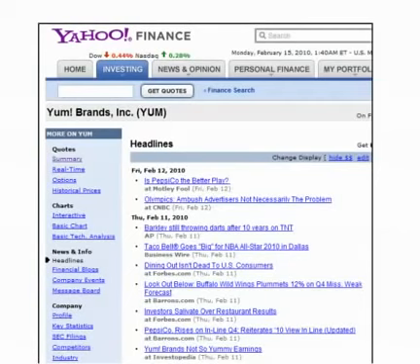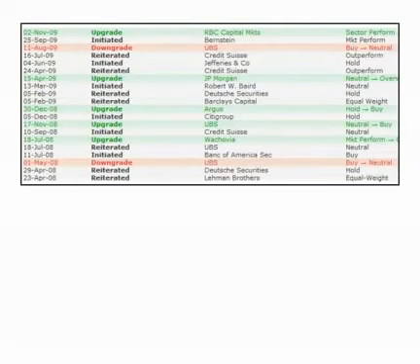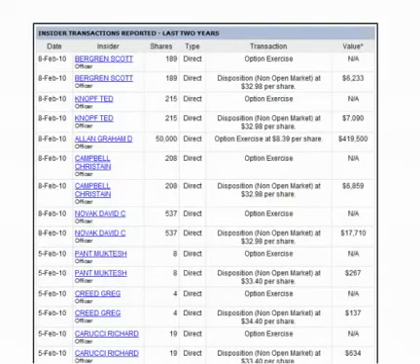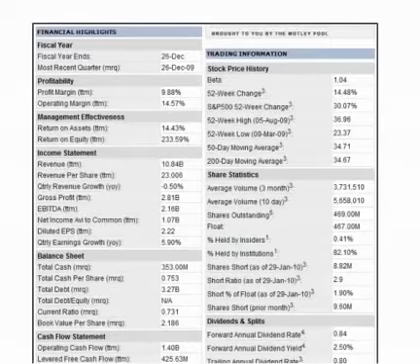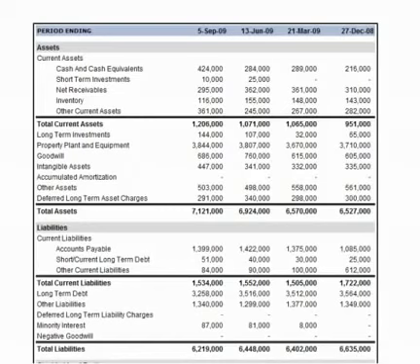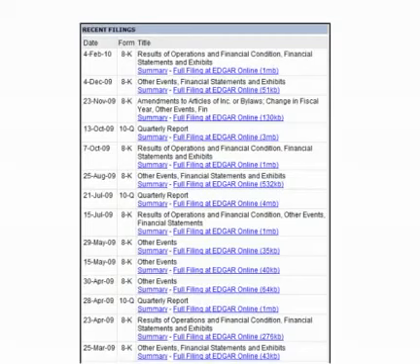Now, in order to trade, either day trade or swing trade effectively, you have to know all of the headlines that come out. You have to know about upgrades and downgrades. You have to know if the insiders are buying or selling. You have to know if institutions are buying or selling. You have to be able to read a key statistics page and a balance sheet. You also have to keep up with SEC filings.